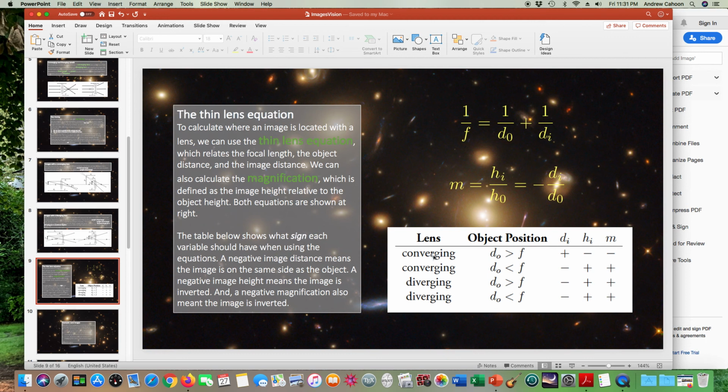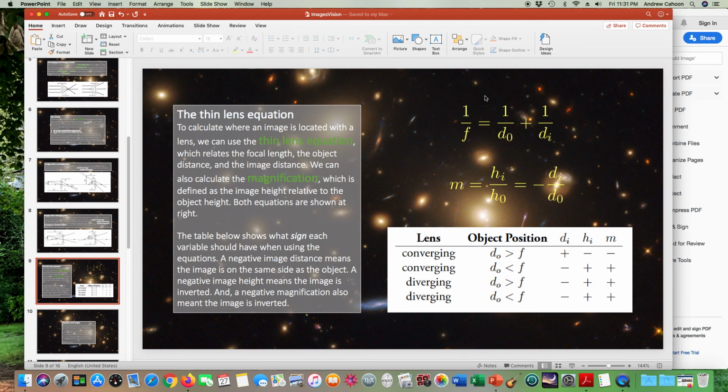So we have a converging lens. The object distance was 40 centimeters. The focal length was 20. So we're in row 1. The object distance is greater than the focal length, and so our image distance should come out positive. The height of the image should be negative, meaning it's inverted and upside down. And the magnification would be negative, which also means that the image is upside down.